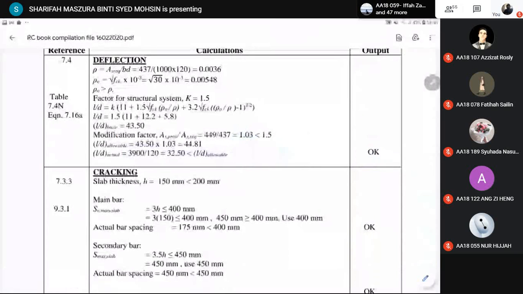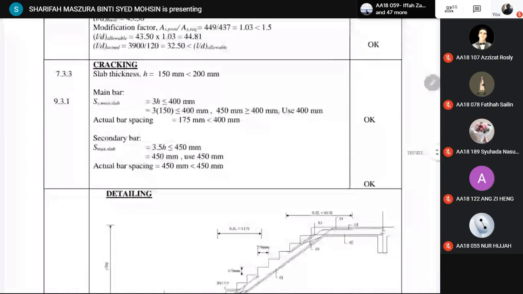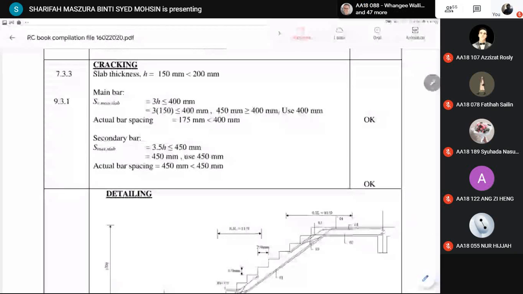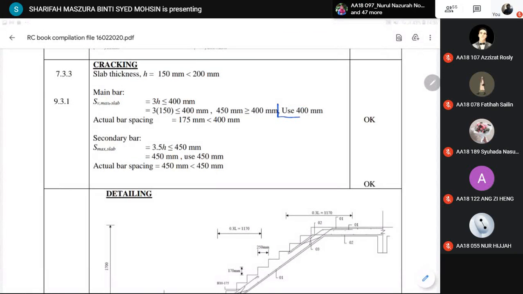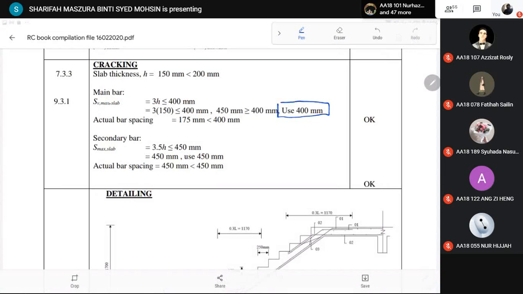Then for cracking, slab thickness is 150 mm, which is lower than 200 mm. So for main reinforcement, 3h or 400, whichever is lesser. So we get 3h is equal to 450. So use 400 as maximum spacing. Actual bar spacing provided is 175, which is lower than maximum spacing, so okay.